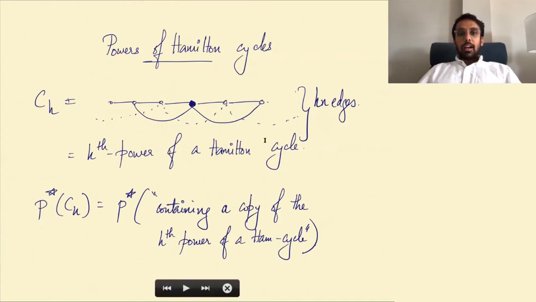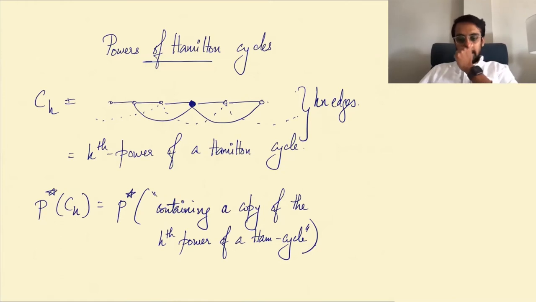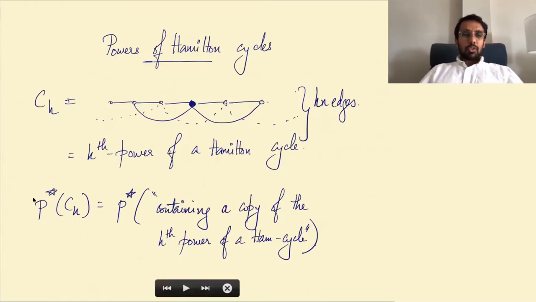Okay, and the question that I'd like to say something about today is, what's the threshold for containing the kth power of a Hamilton cycle? I'll call that p star of C^k, and what it means is it's the threshold for containing a copy of the kth power of the Hamilton cycle. Okay, so that's the setup.